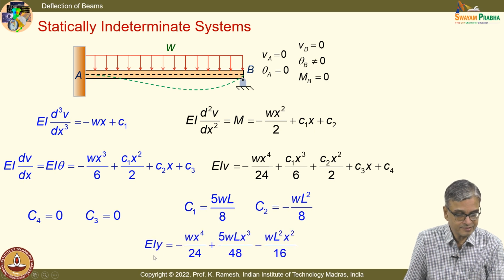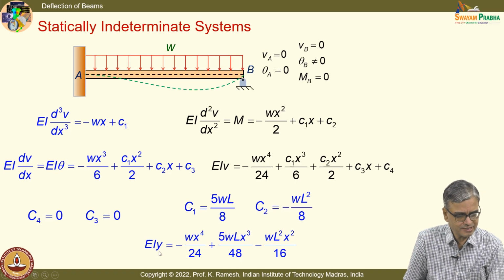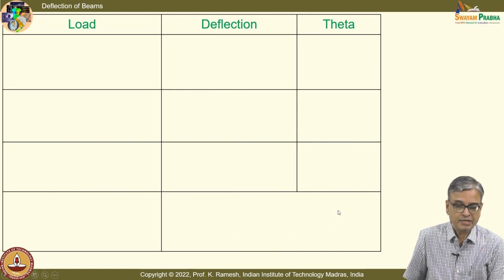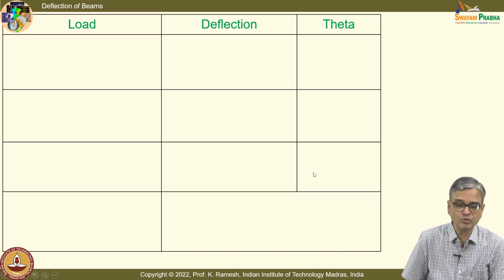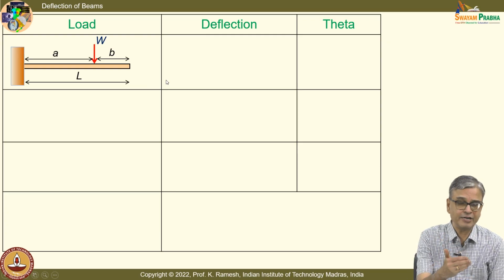See, this change of symbolism is used repeatedly because some books use this deflection simply as y. Okay, so I have written this as EIy equal to minus WX power 4 divided by 24 plus 5WL x cube divided by 48 minus WL squared x squared divided by 16. And it's better that when we want to do the principle of superposition by direct integration, double integration or quadruple integration, I can find out for a variety of cases.